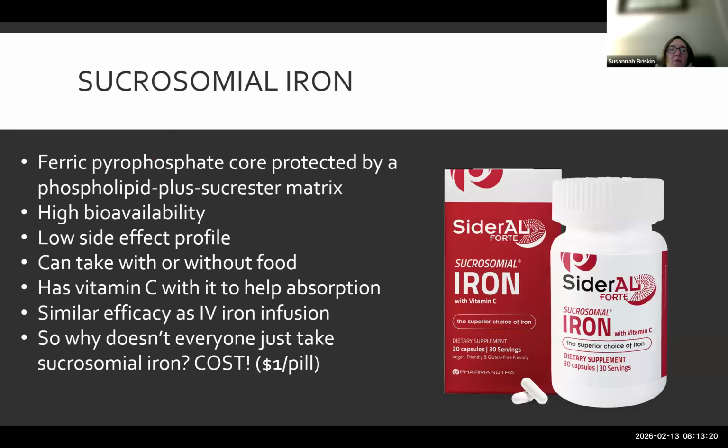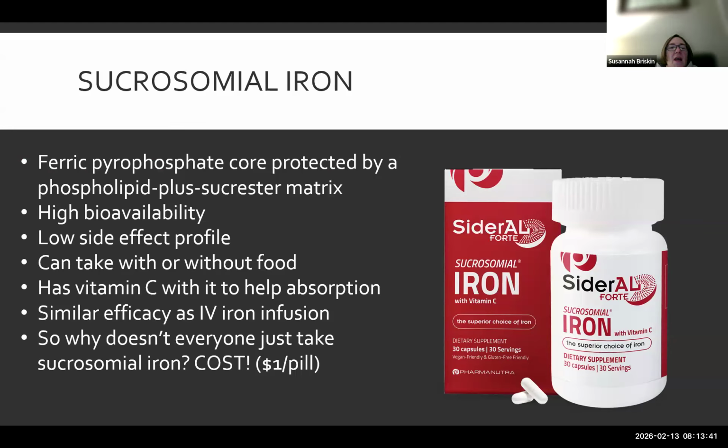So what's new in the iron market? Sucrosomial iron. This has become much more common to prescribe recently. I actually have Alyssa and Riley both on this. They both consistently test low with their iron. Riley was one of those stubborn college kids last summer who I kept saying, go get your blood work done, go get your blood work done.